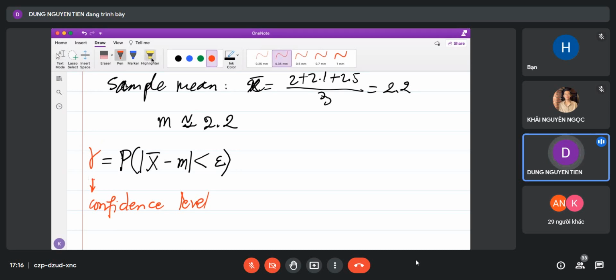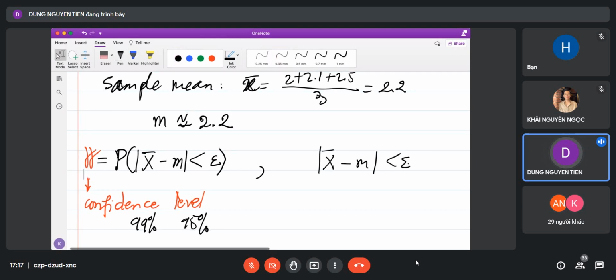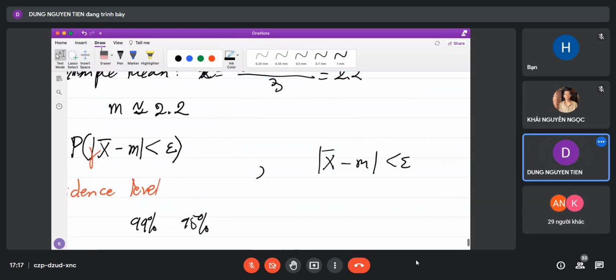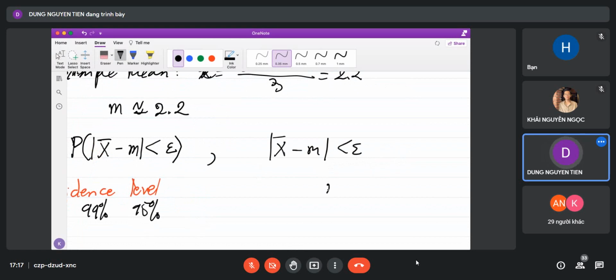And then you can also come up with an interval. If you get this gamma and gamma is good enough, let's say 99% or 95%, then you come up with an interval. Let's say x bar minus m less than epsilon, or you can say that m is greater than x bar minus epsilon and less than x bar plus epsilon.